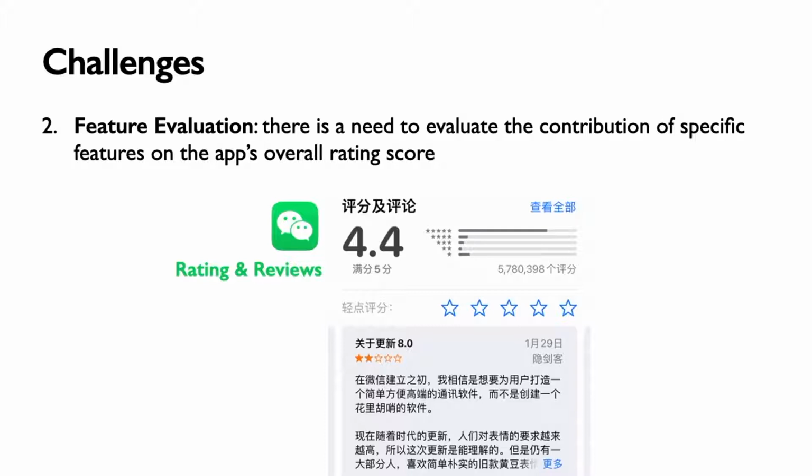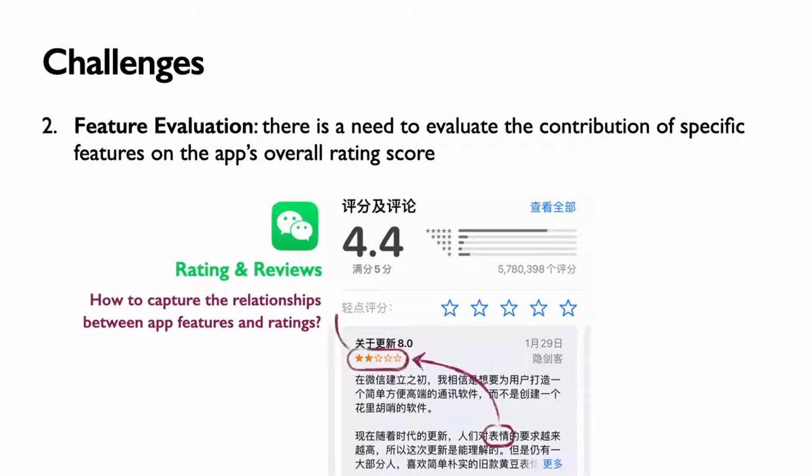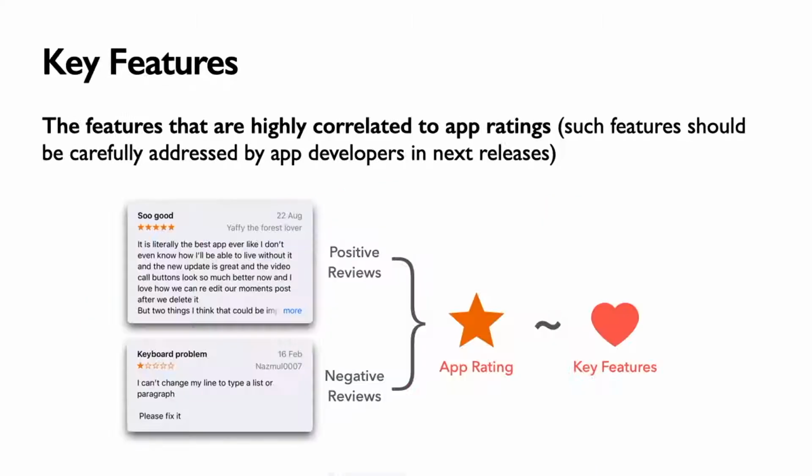Second, once a set of features is extracted, the next challenge is to find features that are important for app developers' consideration. This especially requires approaches that can capture the relationships between app features and app rating scores, so that developers can better understand the impact of specific features on the success of their apps. To address the above two challenges, in this study, we introduce the concept of key feature to refer to the features that are highly correlated to app ratings.